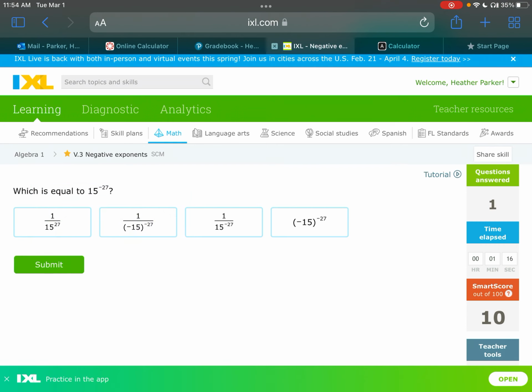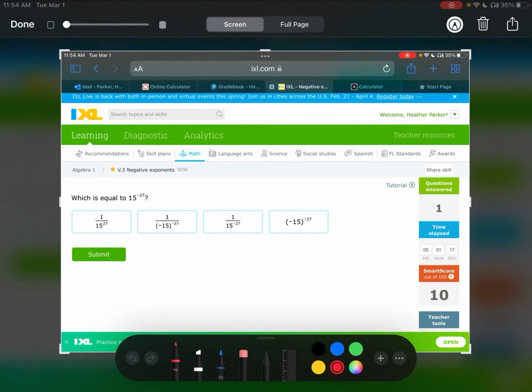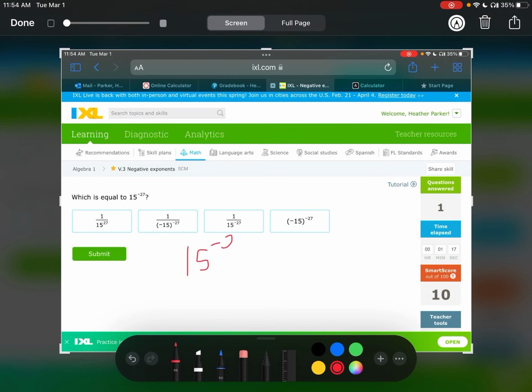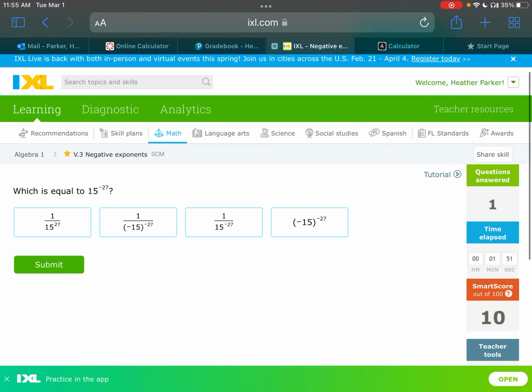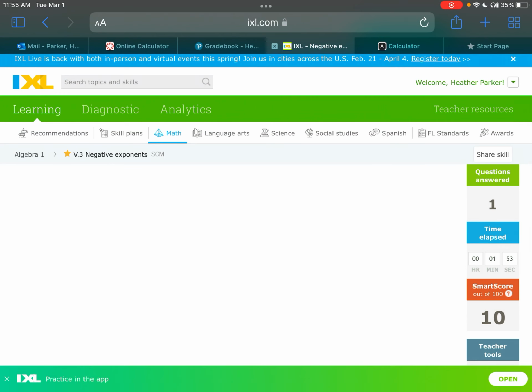Now on this one, we've got 15 to the negative 27. This time that 15 is in the numerator with the negative exponent, and we want to know which one is equivalent. Well, if I do the negative exponent and move it to the denominator, make the exponent positive, I do need that 1 in the numerator to hold my spot. So this first one is definitely equal to. This one, that negative throws us off. This one, I moved it to the denominator, so I should have made the exponent positive, and this last one just has way too many. So it is that first one. Got moved to the denominator and the exponent became positive.